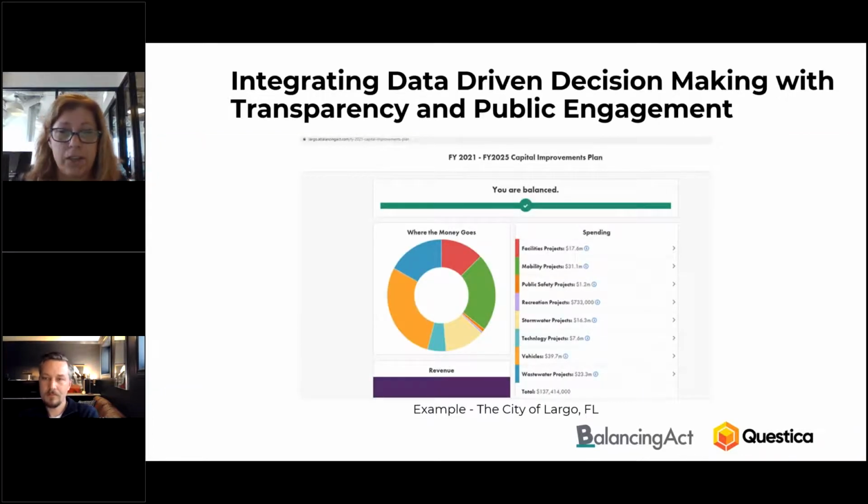I'm just going to take you on a quick spin around a site that is using both Questica and a Balancing Act simulation. This is Largo, Florida. James, do you have this queued up on your screen, or should I queue it up on mine? I do. I can bring it up. Okay.